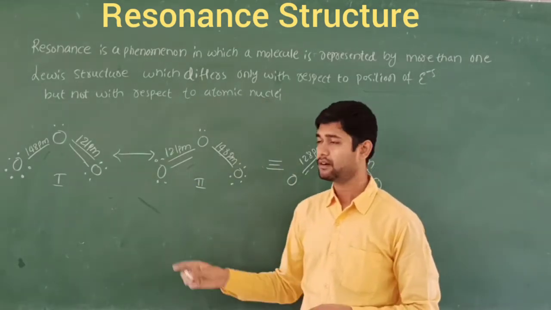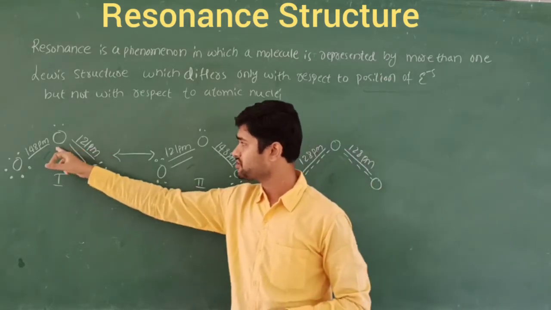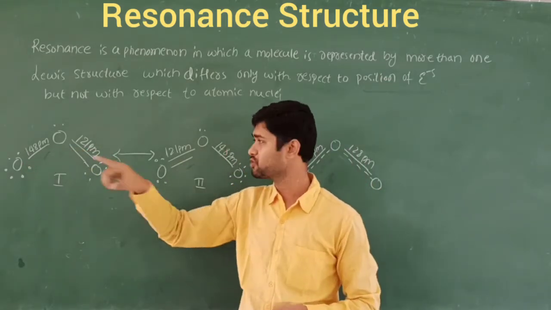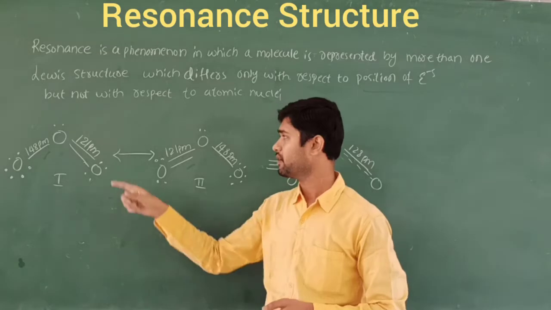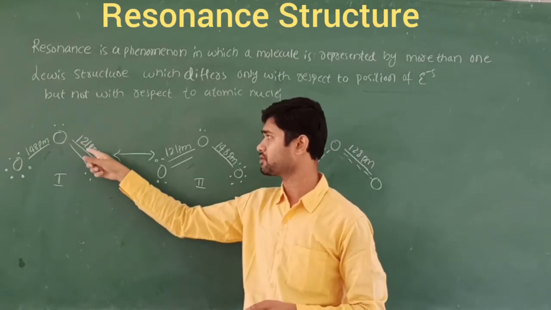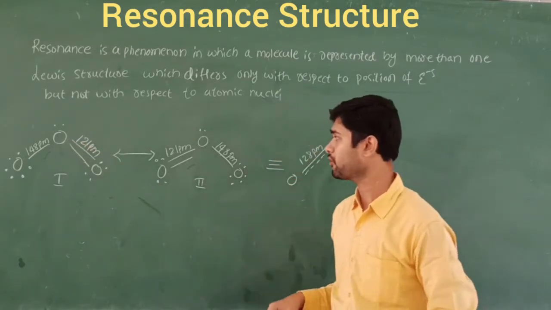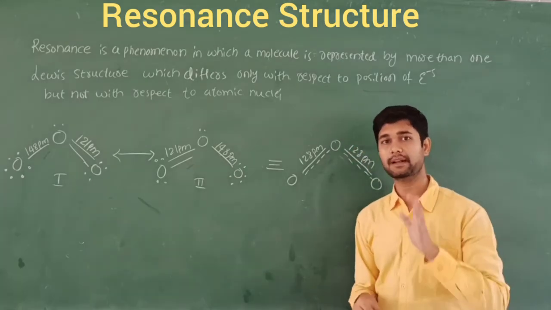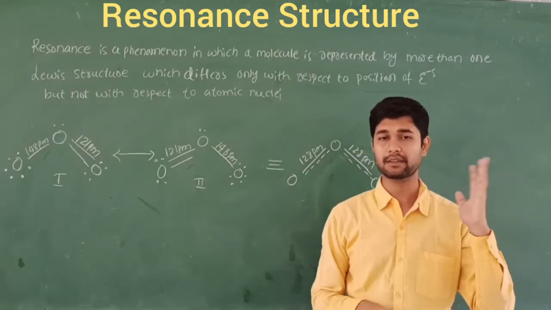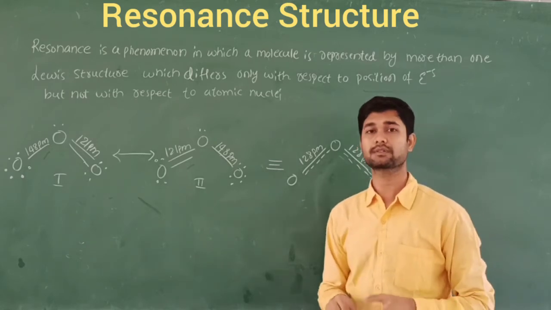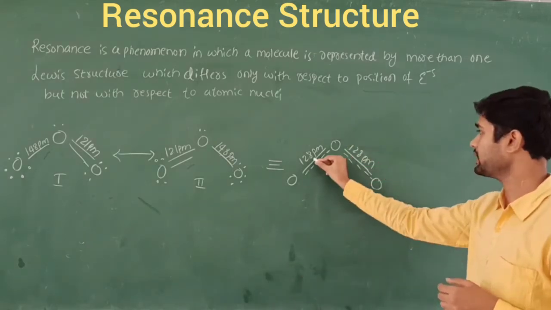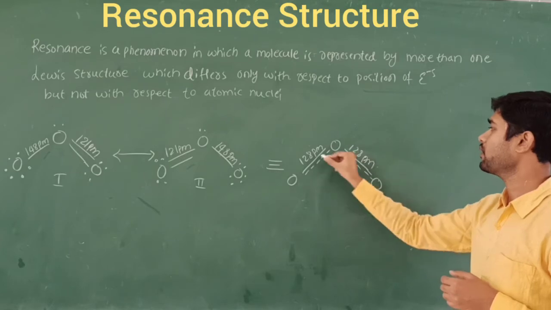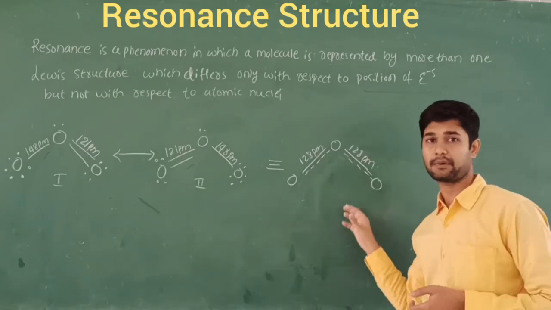Here you will observe that the oxygen-oxygen single bond is 148 picometer, whereas the oxygen-oxygen double bond is 121 picometer. So the two sides would be different. But experimentally, they found that the bond length in the ozone molecule is 128 picometer on both sides. These are the experimental values.